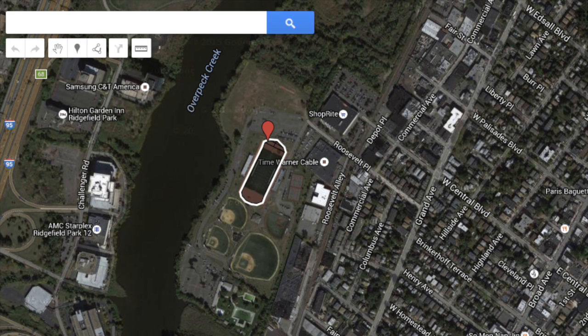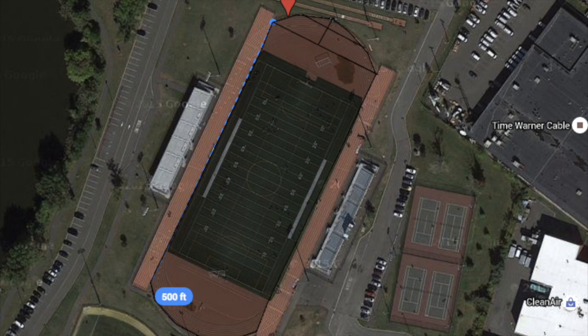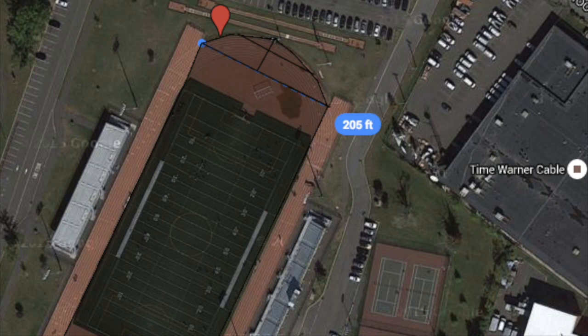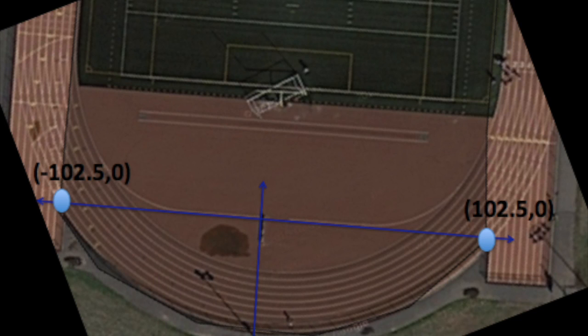The first step was to measure the length and the width of the track without the curves at the ends. The length of the field was 500 feet. The width of the track was 205 feet. In order to measure the curved side of the field, a parabola was used to represent the curved portion. Next, a coordinate axis was placed on the parabola in order to determine 4 coordinate points.